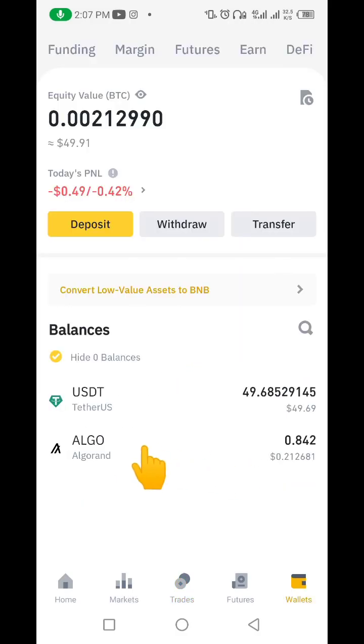Okay, so if I come back to my spot wallet here now, you see I don't have this algo. I've sold my algo now. This one is just a fraction, this one is just nothing. So you can see I don't have that algo, that $19 that was here initially is no longer here, meaning I've sold it and you can see my money is back to USDT.